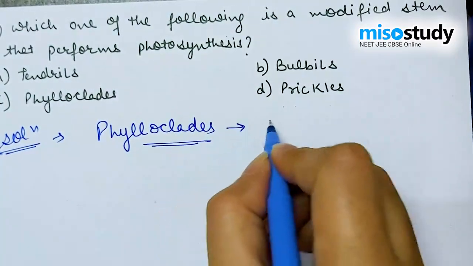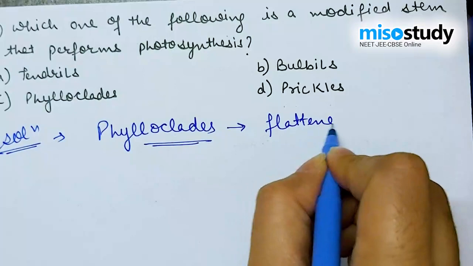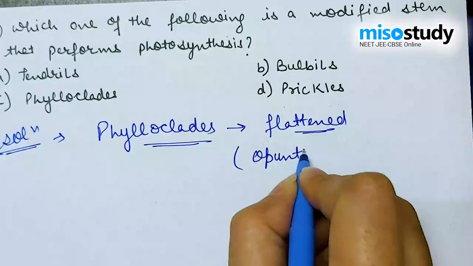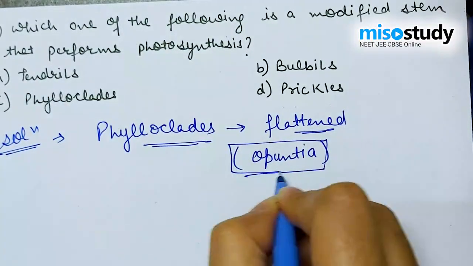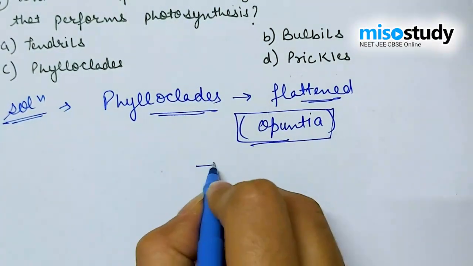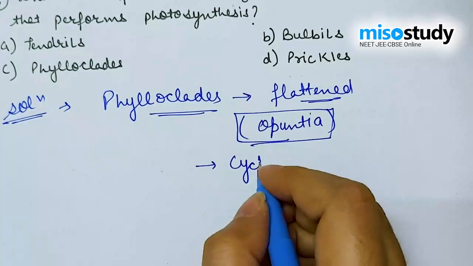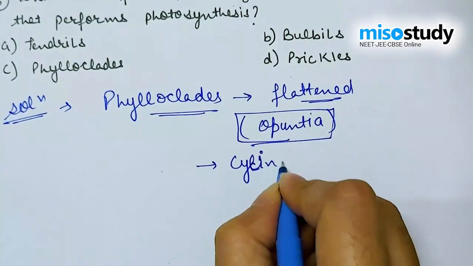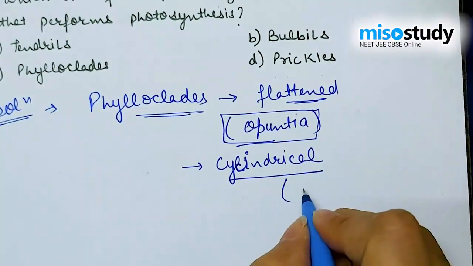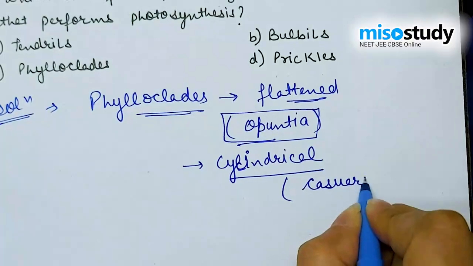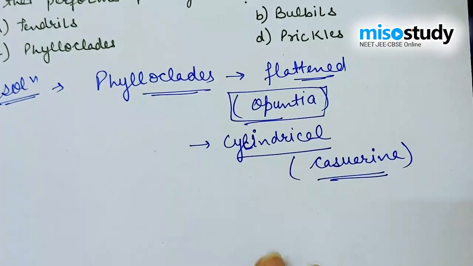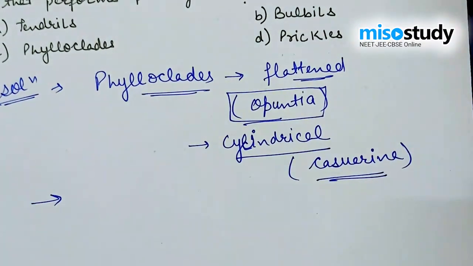Phylloclades are generally flattened in their structure, like Opuntia. Sometimes they show a cylindrical structure, like in Casuarina. These two are examples of phylloclades.